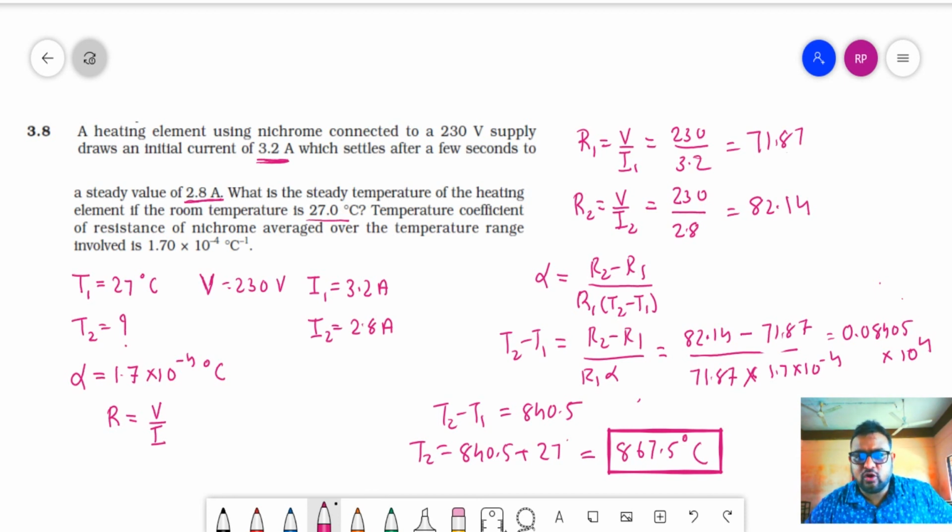Here, remember what I did? I used Ohm's law and found out resistance R1 using initial current. Then R2 using steady current. Okay, and then I used the shortcut formula alpha equal to R2 minus R1 upon R1 into T2 minus T1. Clear? So note down example question number 3.8.